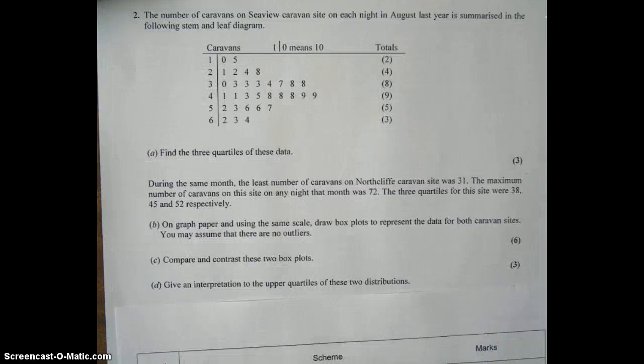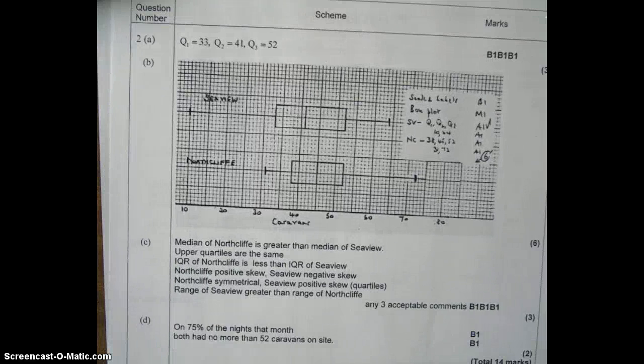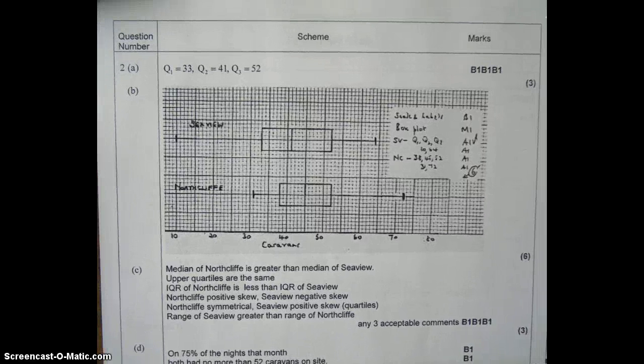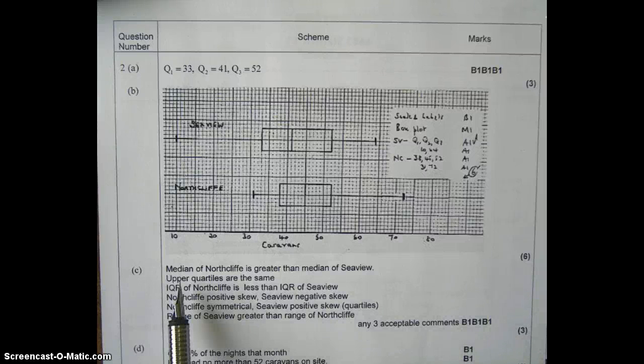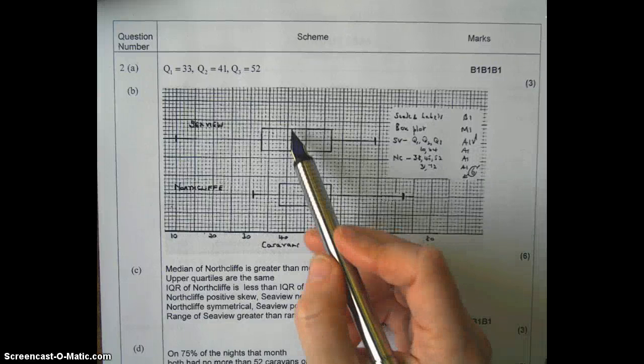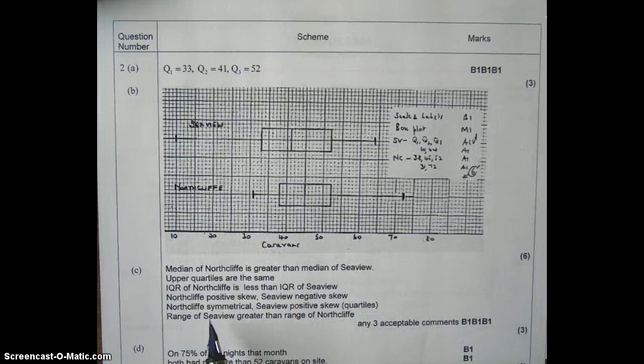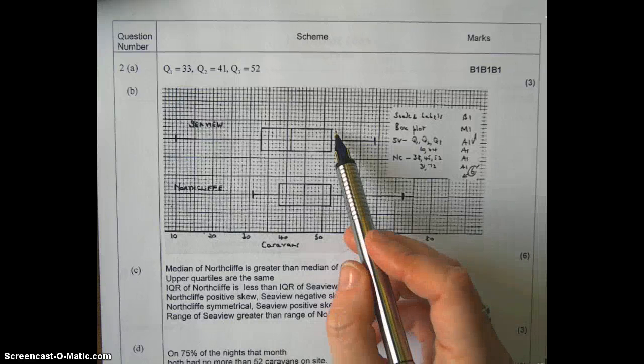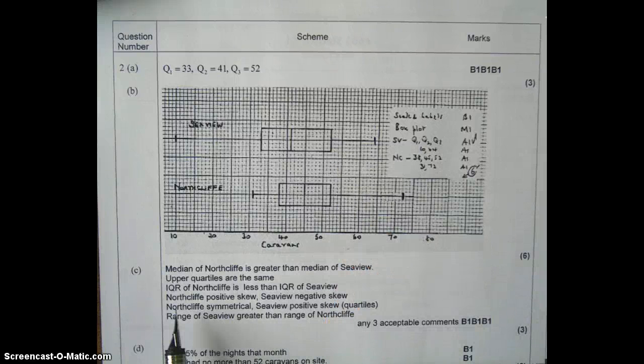Part C said compare and contrast the 2 box plots. If I just show you what they gave as a mark scheme, there were 3 marks for this, and that was for 3 acceptable comments. Something like the median of Northcliffe is greater than the median of Seaview. That's Northcliffe, that's Seaview. You'd have got a mark for that. Upper quartiles are the same. So Q3 is the same in both.